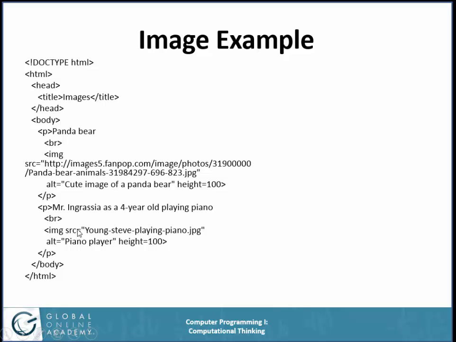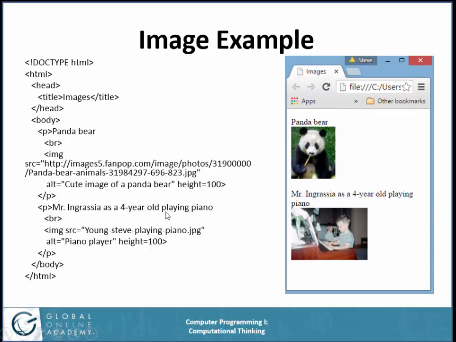And it's young Steve playing the piano. .jpeg. Notice I don't have this as a fully qualified URL, so it's going to look for this file name in whatever folder all of this HTML is in. The alternate text is piano player, and the height is 100. So what does this look like?